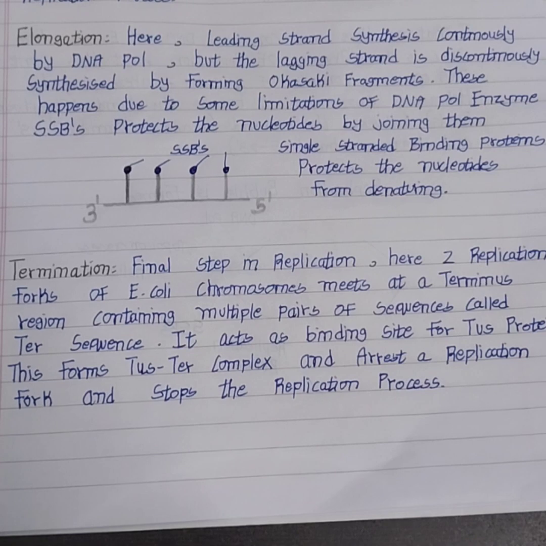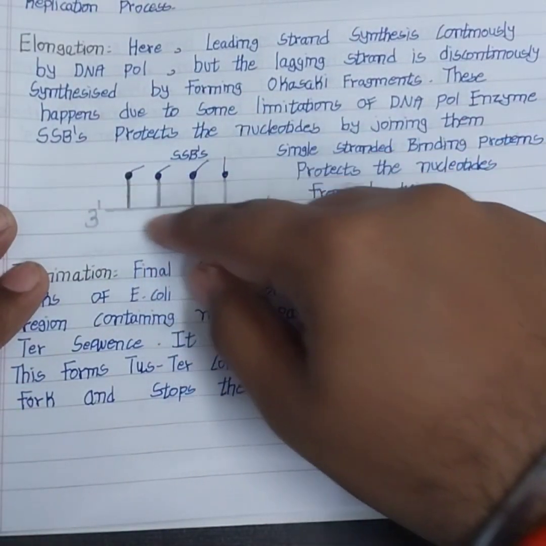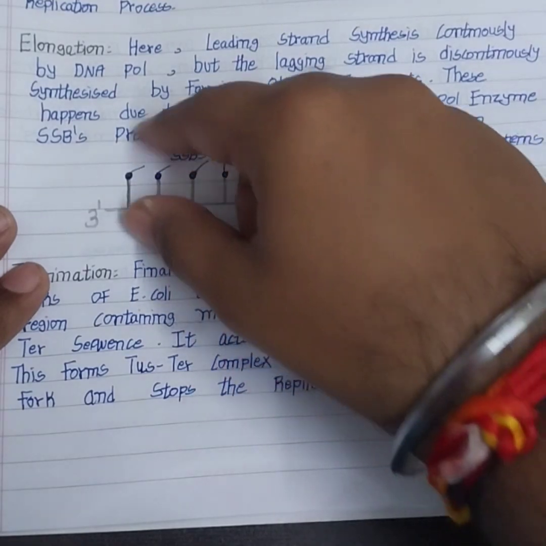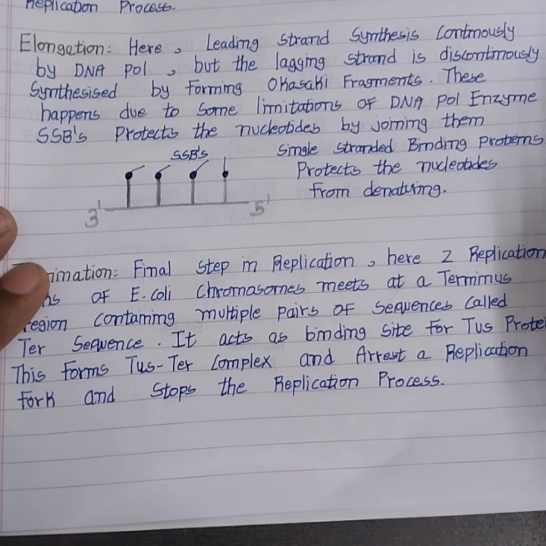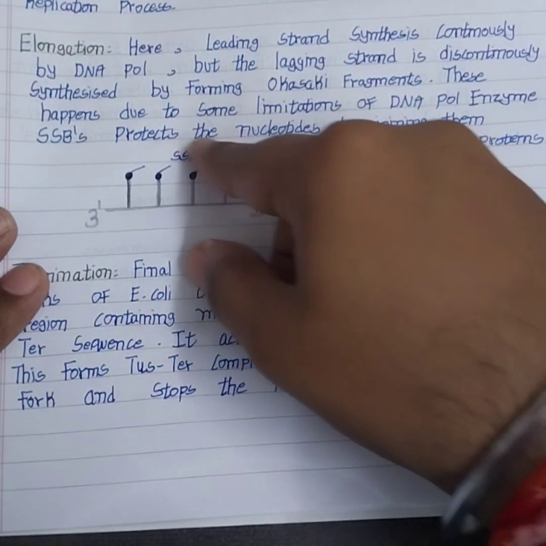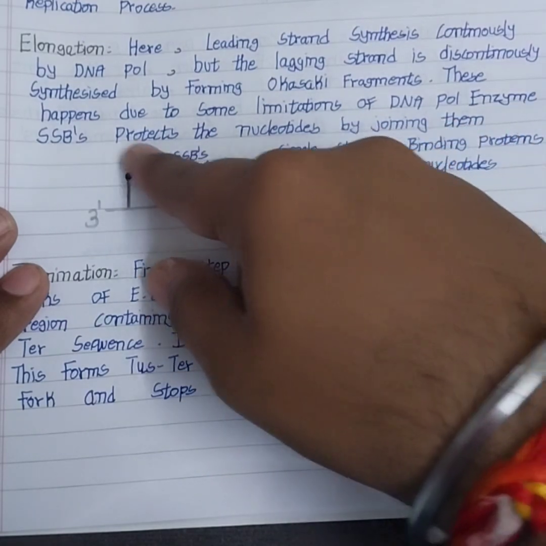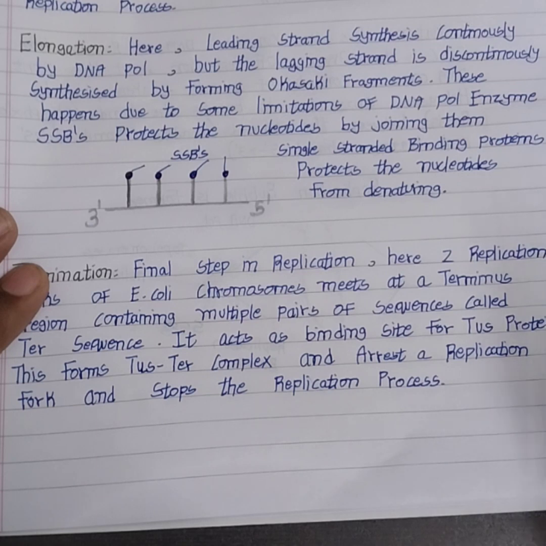During this process, the unpaired bases are exposed to the environment. To protect them from rupturing or denaturing, the SSBs bind to these nucleotides. SSBs are single stranded binding proteins. They protect the nucleotides from denaturing or any other activity.